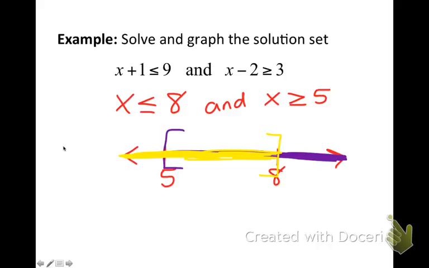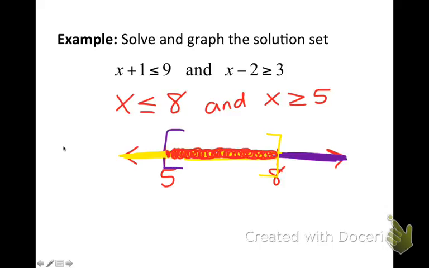My yellow is just true for this. My purple is just true for the x greater than or equal to 5. But I want to find my solution area that is true for both of them at the same time, which is the intersection, which is going to be between the two. So here is your solution area, right?